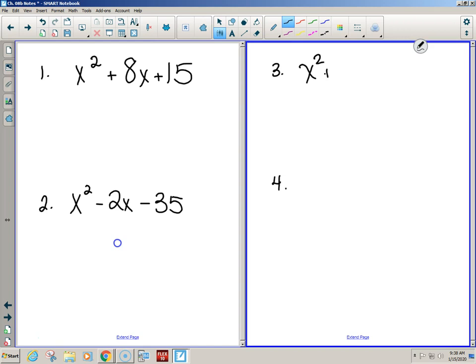What? Yeah, you can go sit with Andrew. You can work with her. Nope, all you have to do is try to factor. The directions are try to factor.